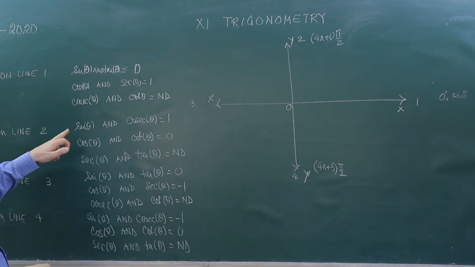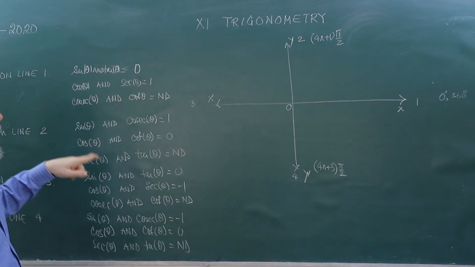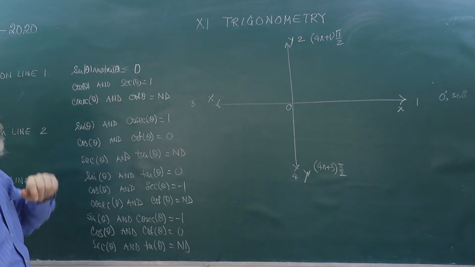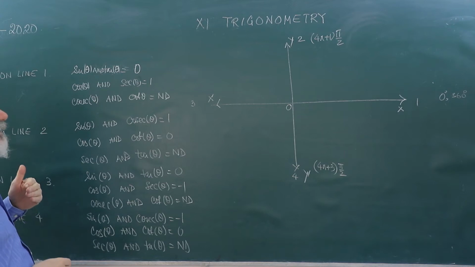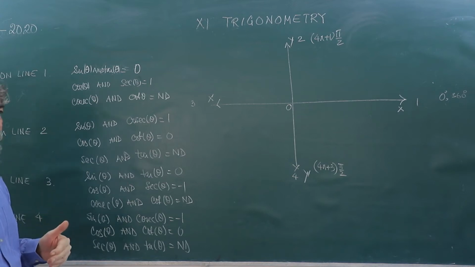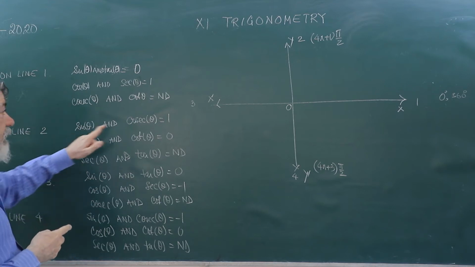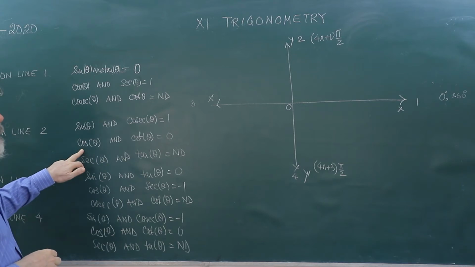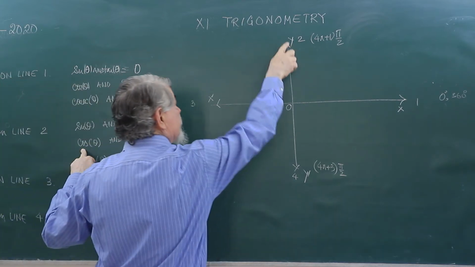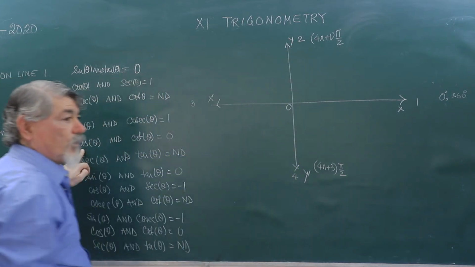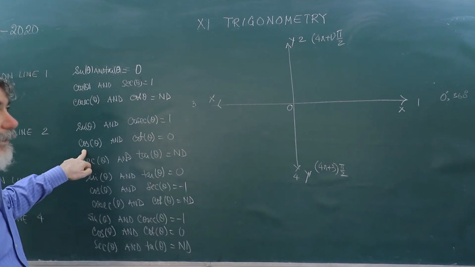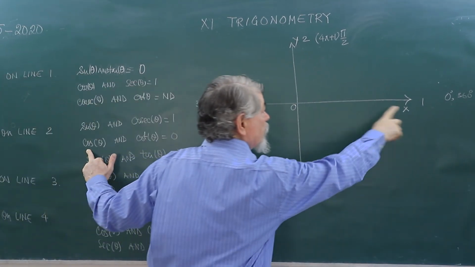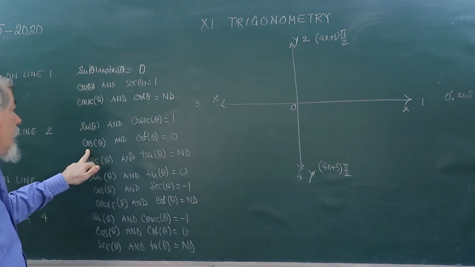Now on line 2, along those values, sine theta and cosec theta are 1, because sine 90 is 1, and the opposite of sine is cosec, so cosec 90 will also be 1. But cos 90 is 0. Cos is always 0 along the vertical line, and sine is always 0 along the horizontal line.